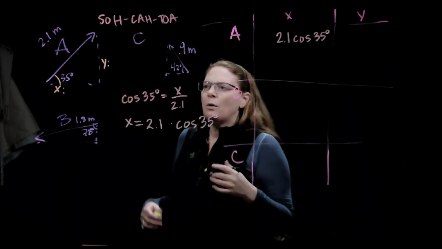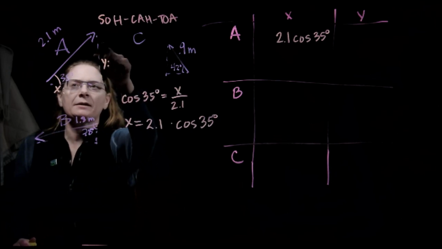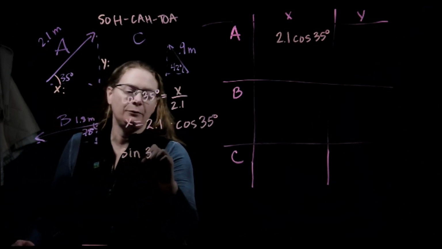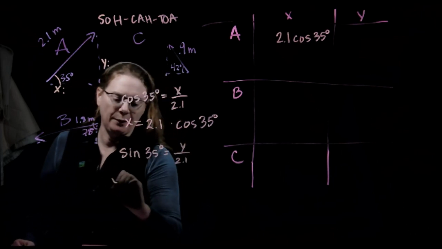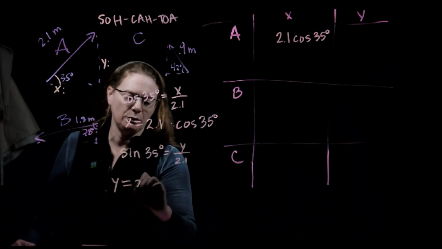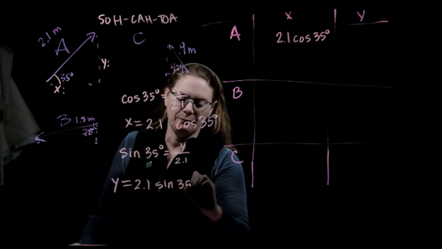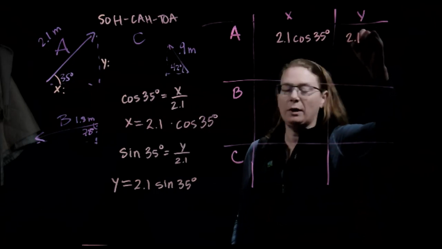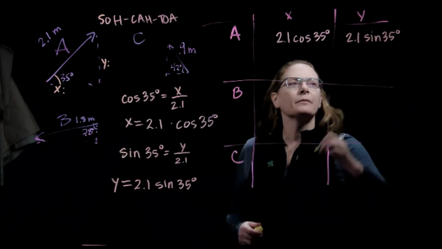All right, y component. Y is opposite, so I know I'm looking for the opposite side, and I know the hypotenuse. There is my sine. The sine of 35 would equal y over 2.1. My y component is equal to 2.1 times the sine of 35.